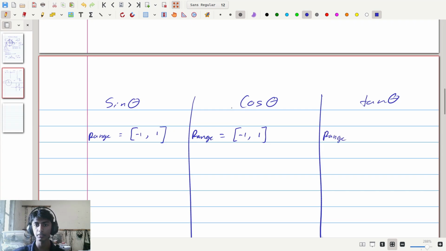Range of tan theta is negative infinity, comma, positive infinity. Note that when we write infinity in a range, we do not include infinity itself. It is a non-included value, which is why there are curved brackets in the range equation here. Range equals starting from negative infinity non-inclusive, ending at positive infinity non-inclusive.